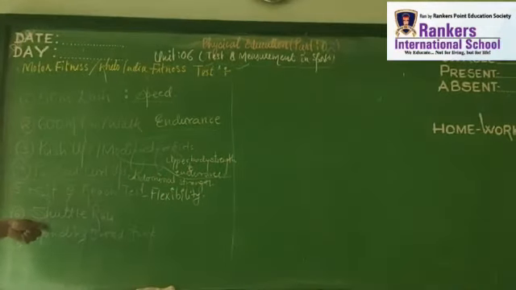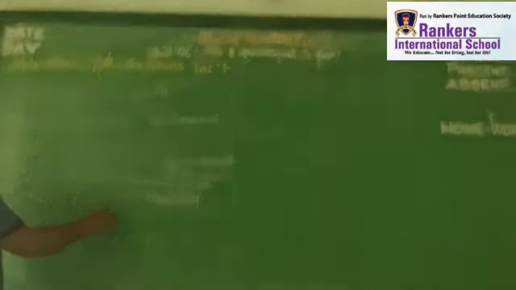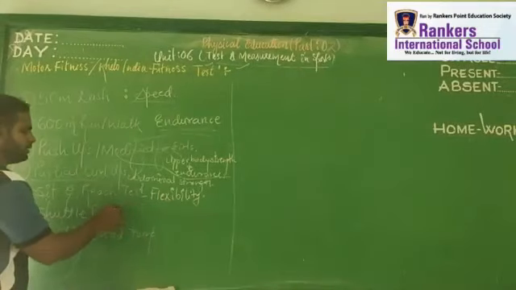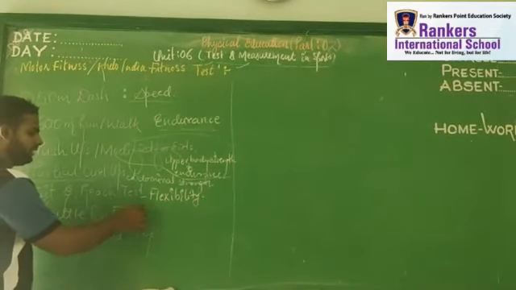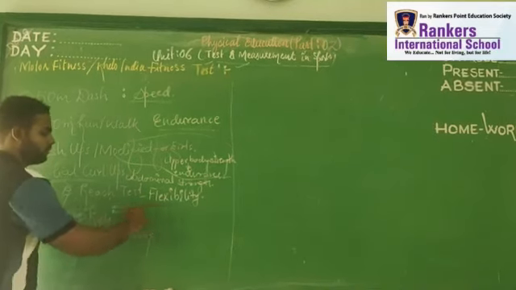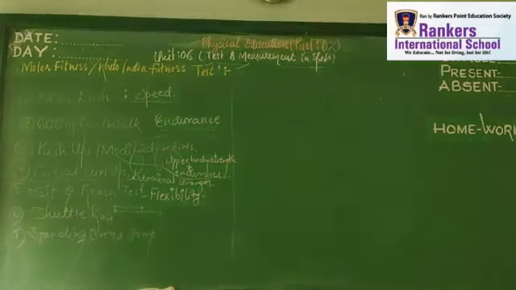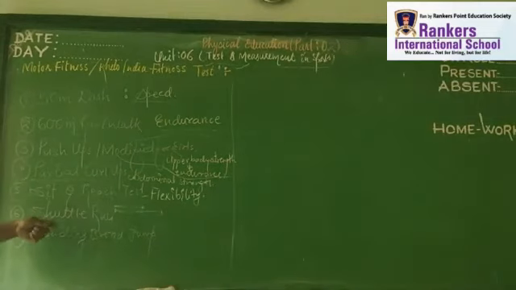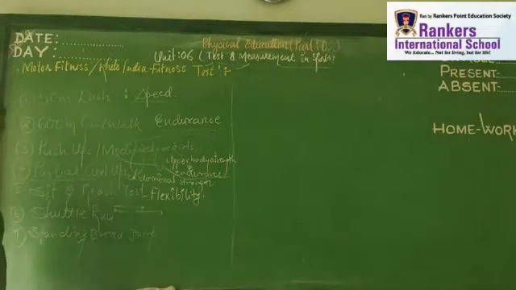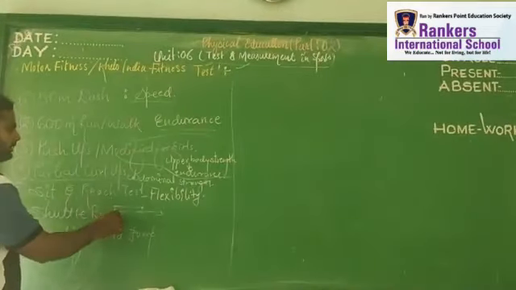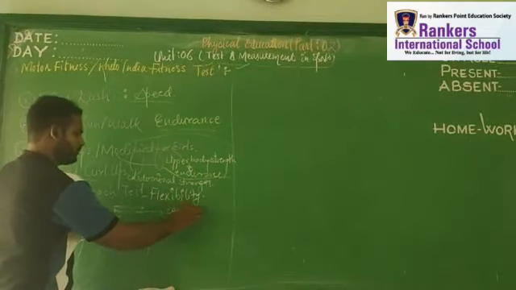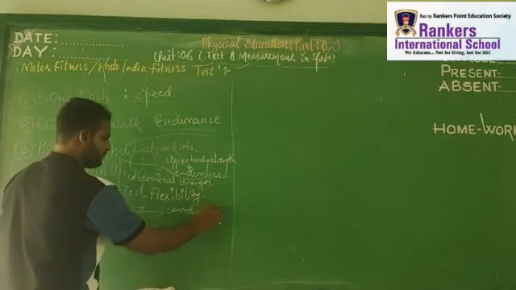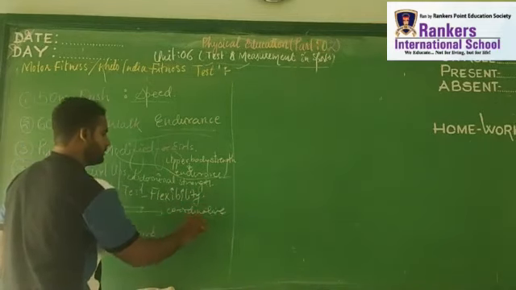Shuttle run. We all know there's a platform like this. An individual does a few rounds: one individual comes, picks it up, puts it there, then again goes, picks it up and moves. This is shuttle run. Shuttle run measures what? It measures the speed as well as coordinative ability. So basically we will write here coordinative ability.